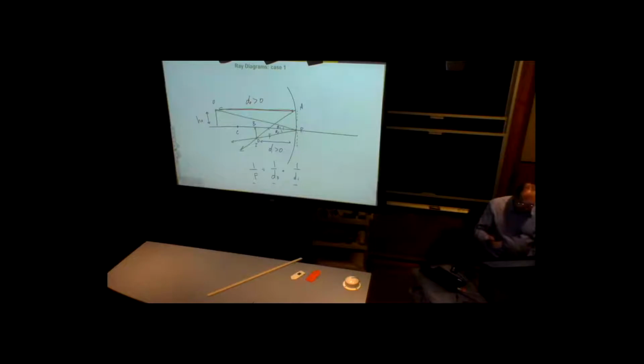Now, we also can see that the image is inverted. To demonstrate that fact, we assign the size of the image to be negative. So everything which is upright is positive. Everything which is downward is negative. What else can we see? We see that an image actually is smaller than the object. To demonstrate this fact, we introduce a quantity which we call magnification. The magnitude of the magnification equals this ratio.